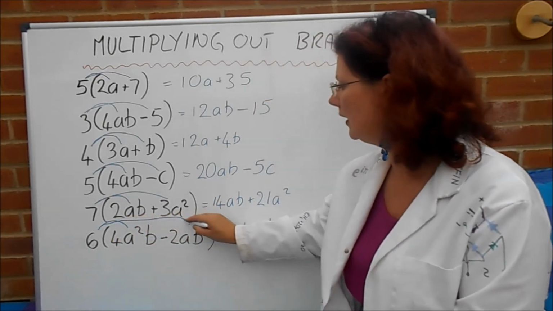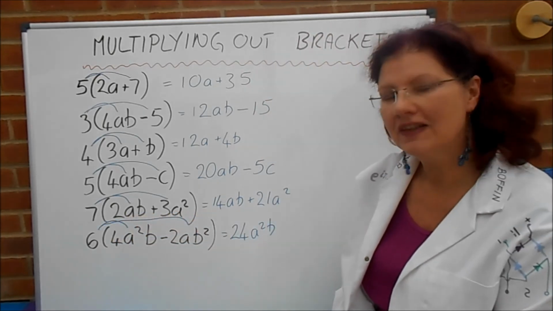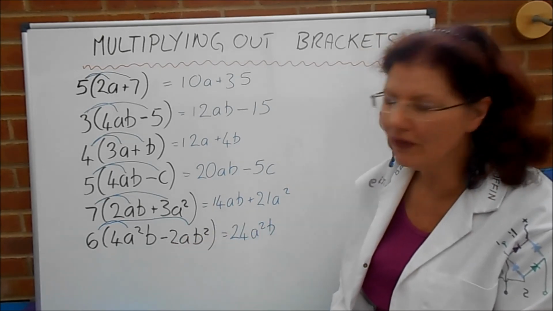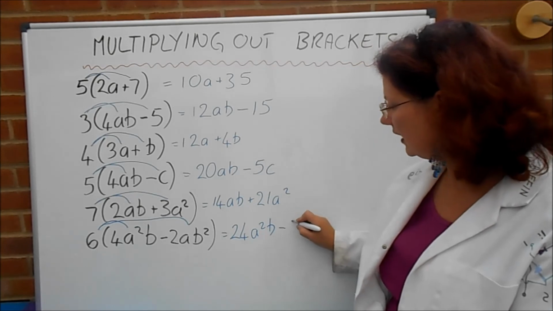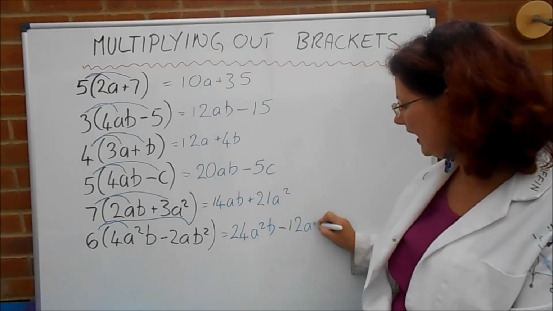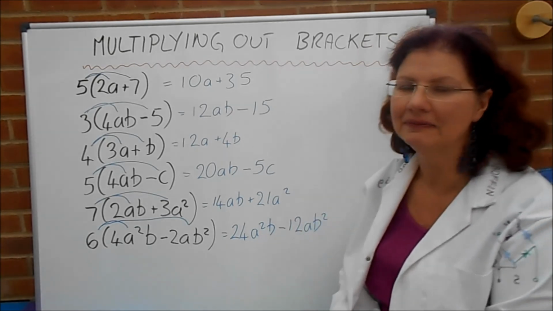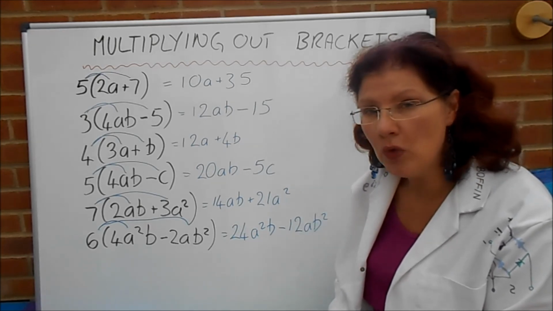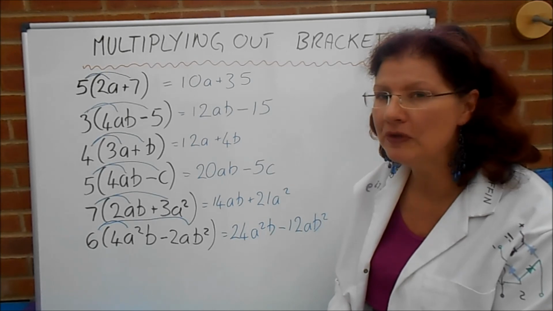It's a really long one. Ooh. 6 times -2AB squared. They're getting quite long, aren't they, these? Take away 12AB squared. Right, if you got all of those, give yourself a pat on the head and a gold star. You really have got this multiplying out.